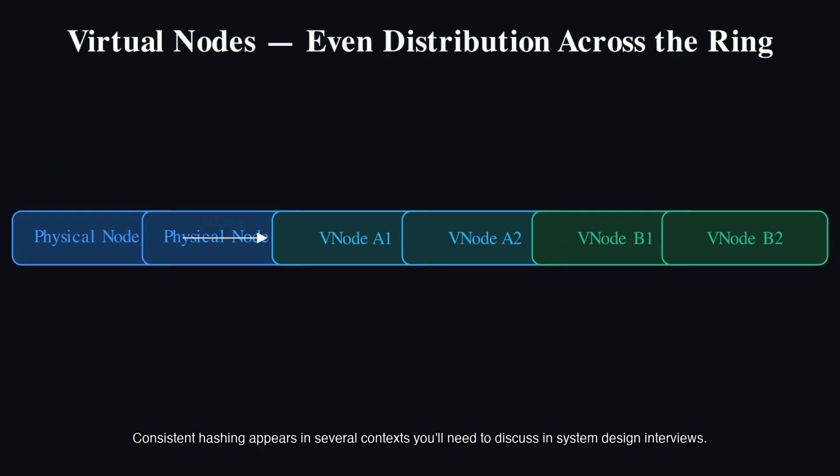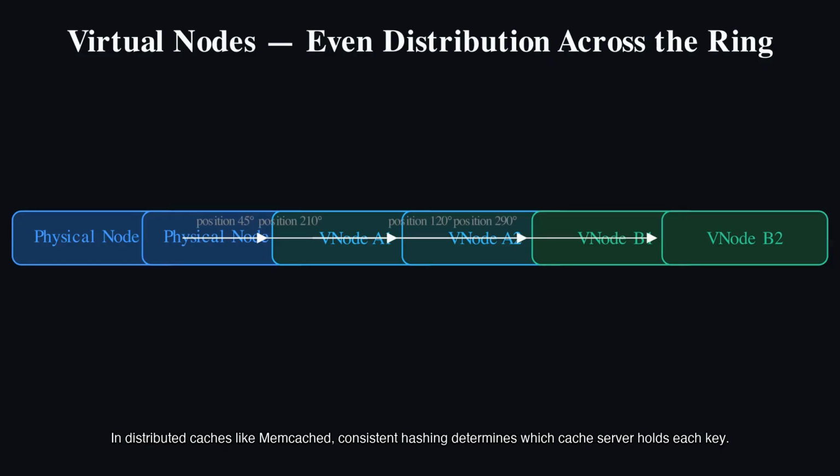Consistent hashing appears in several contexts you'll need to discuss in system design interviews. In distributed caches like memcached, consistent hashing determines which cache server holds each key.